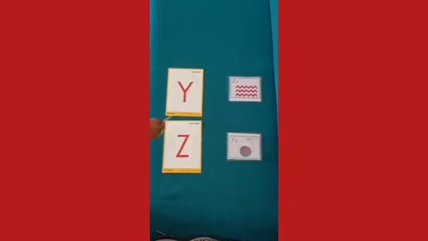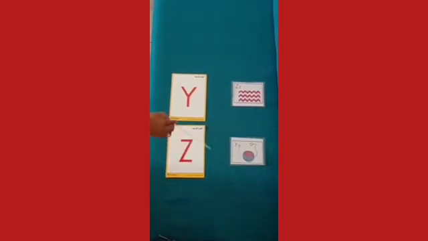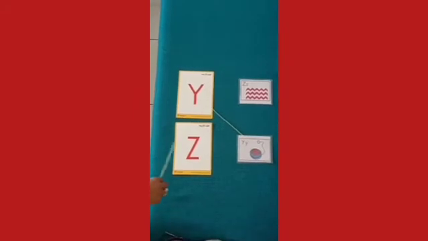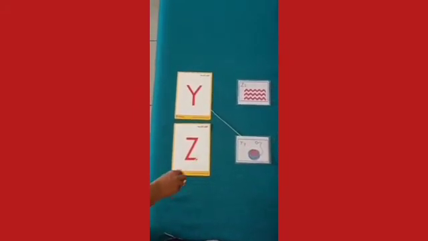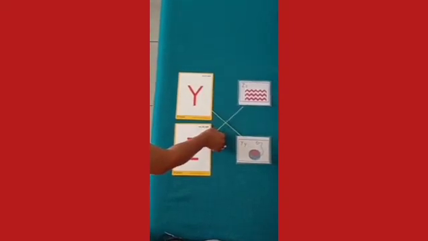Now we have Y, Z. Y for yo-yo. So we will match it with yo-yo. Next alphabet is Z. Z for zigzag. So we will match it with zigzag. Hope you all have enjoyed this activity and revised alphabet through it. Now I will give you the solution of the practice worksheets.